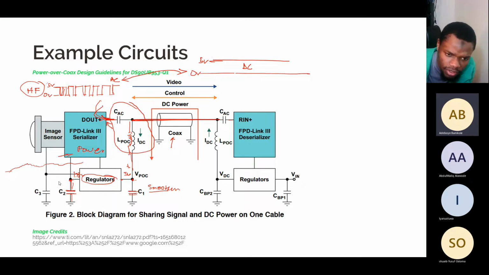Does that make sense? Yes, sir. Yeah. This is a very good example of a use case of capacitors and inductors. I will still show other ones, but does anyone have a question before we move on?